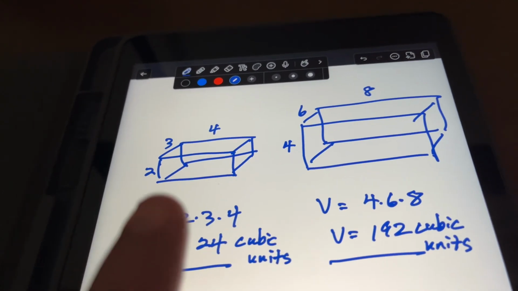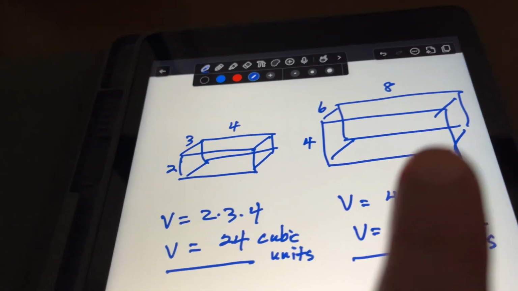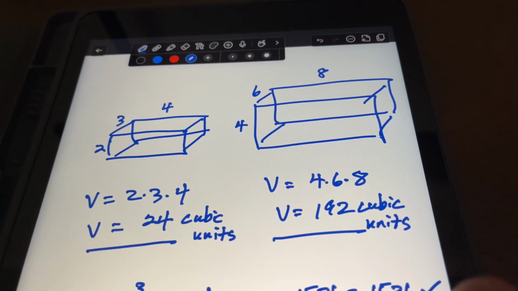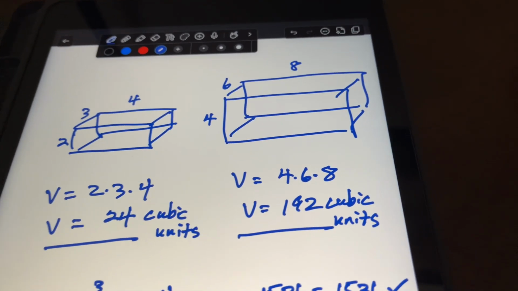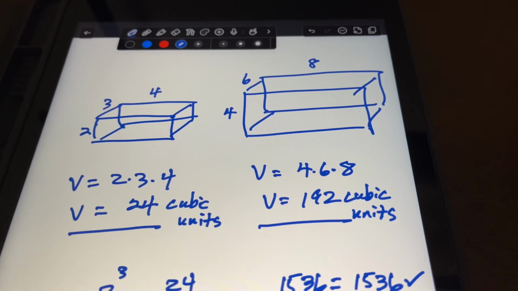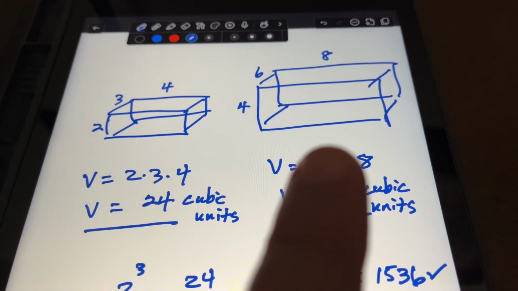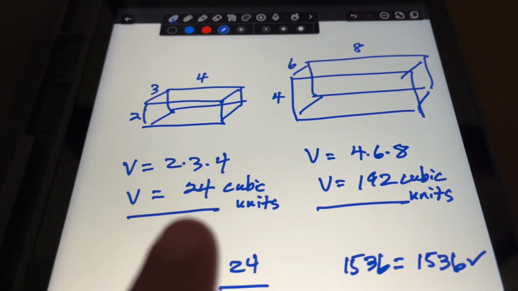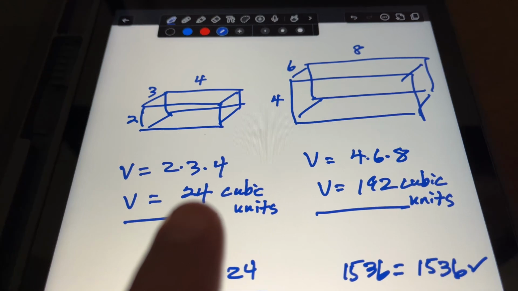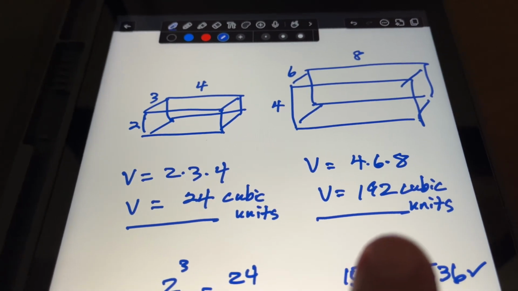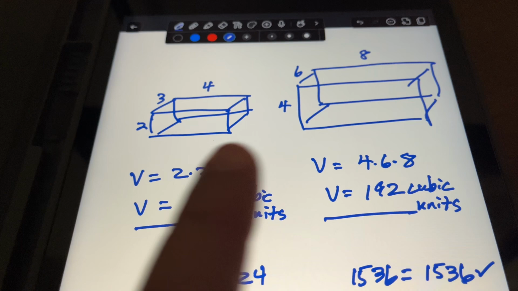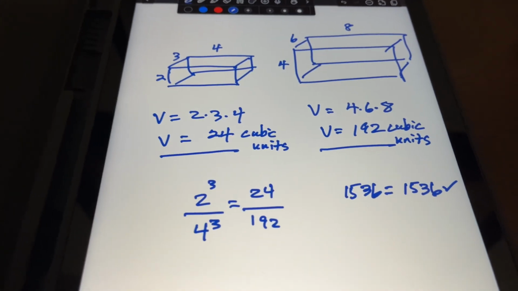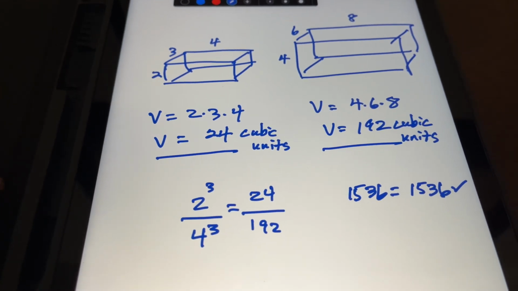Over here, you'll notice that I increased the dimensions by a factor of 2, so everything's 2 times bigger, and the volume is going to be 4 times 6 times 8, and it's 192 cubic units. Now, you'll notice that each of the dimensions over here is 2 times bigger than that, but this volume is a whole lot bigger than 2 times that. 2 times 24 would be 48. So it's not 2 times bigger in terms of volume, but each dimension was 2 times bigger, the length, the width, and the height.